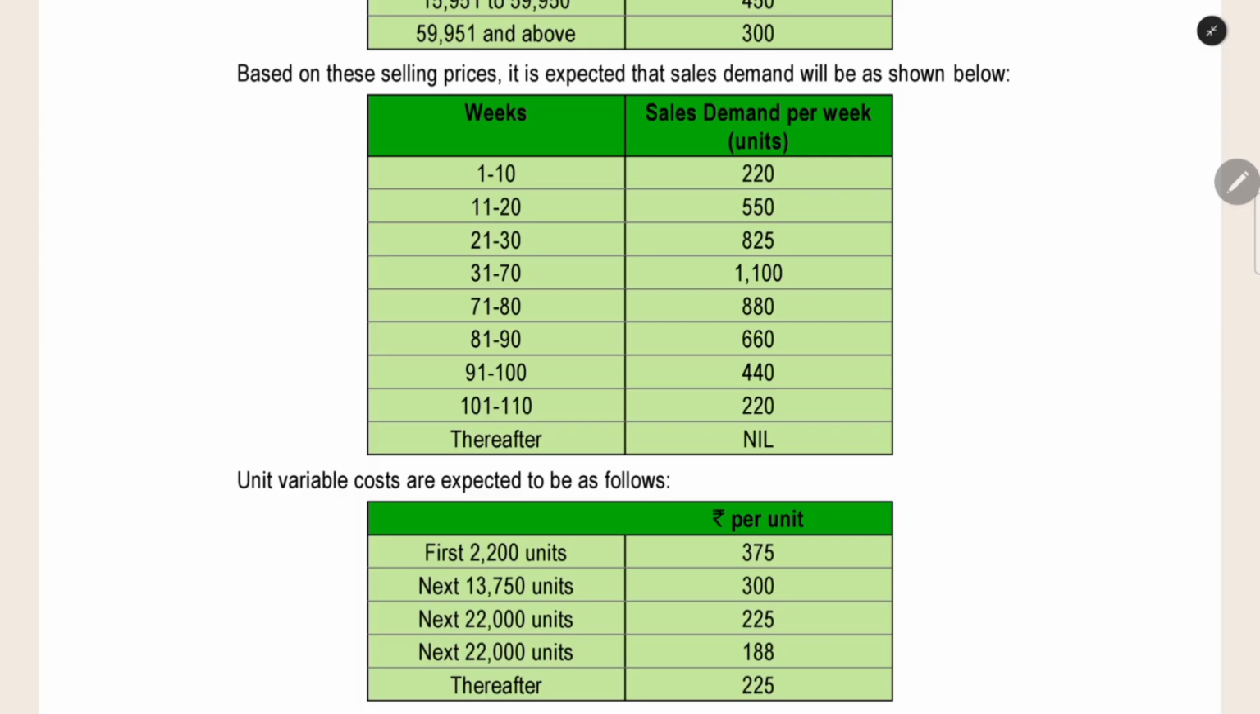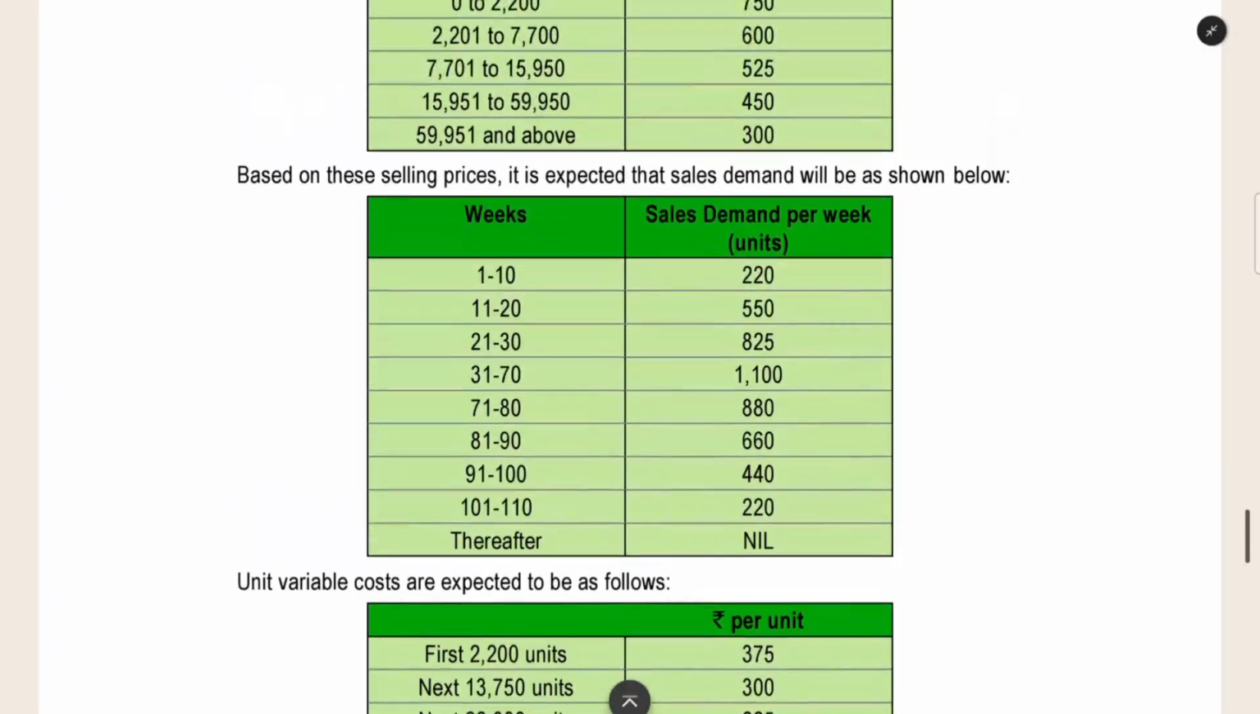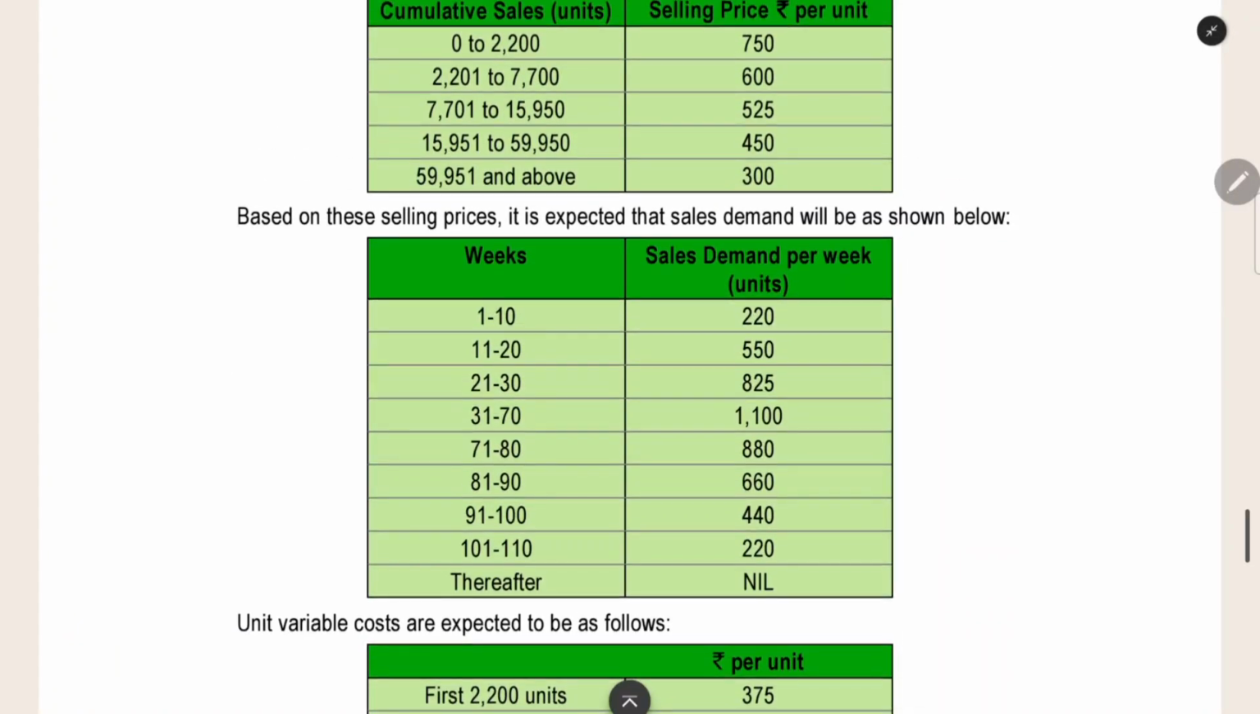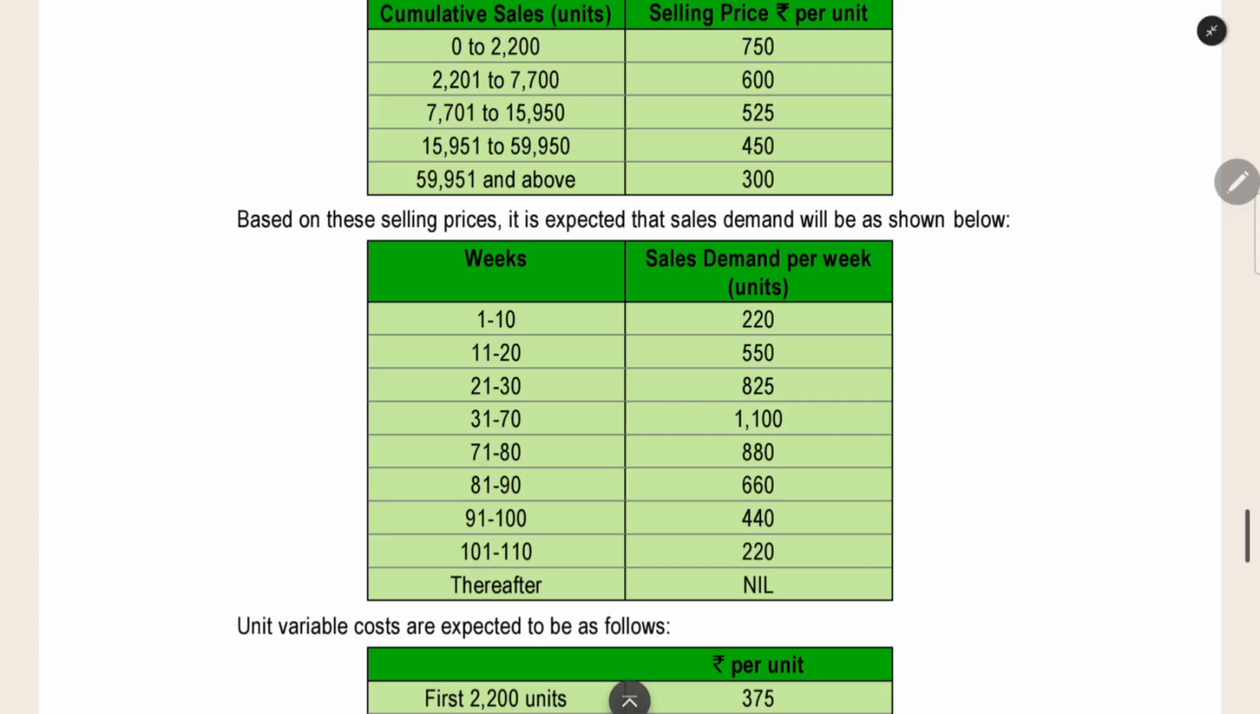Now, for the 44,000 units and 22,000 units, we have to calculate the selling price and the variable cost. For that, we have to find out the total cumulative sales. Till maturity stage, how much sales have we done? In the introduction and growth stage, we sold a total of 15,950 units. Till 15,950 units, this is the selling price table. Now, we are going to take the selling price for maturity stage and decline stage from these two only.